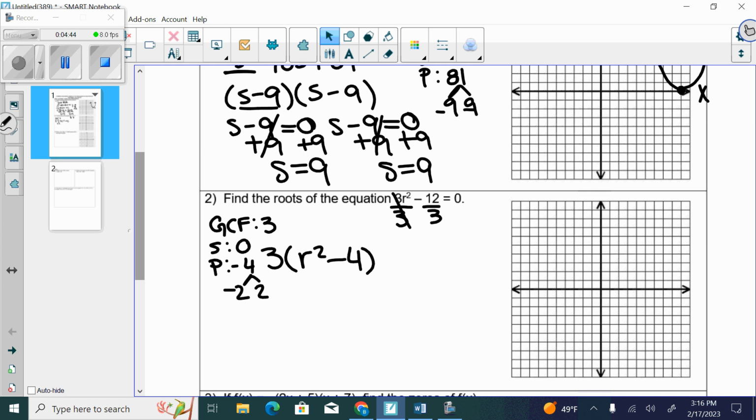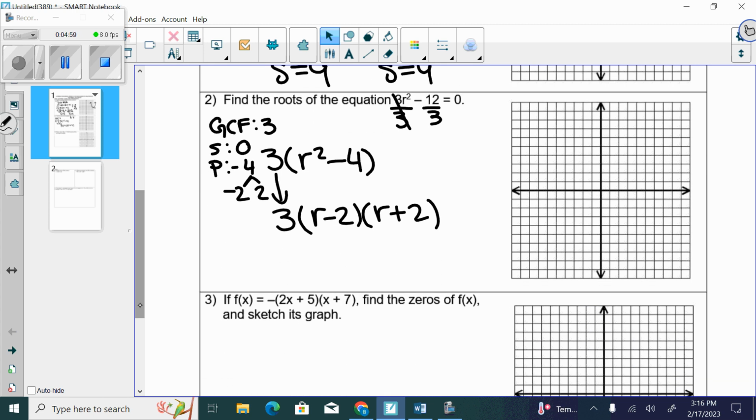There we go. All right, so now I make my factors. We have that GCF of 3. We bring that down. And I'll have r minus 2 and r plus 2. All right, and then to solve, what do I have to do with all those factors? Equals 0. So I've got 3 equals 0, r minus 2 equals 0, and r plus 2 equals 0. Okay, so there's no r to solve for here, and does 3 equal 0? So we can't use that.